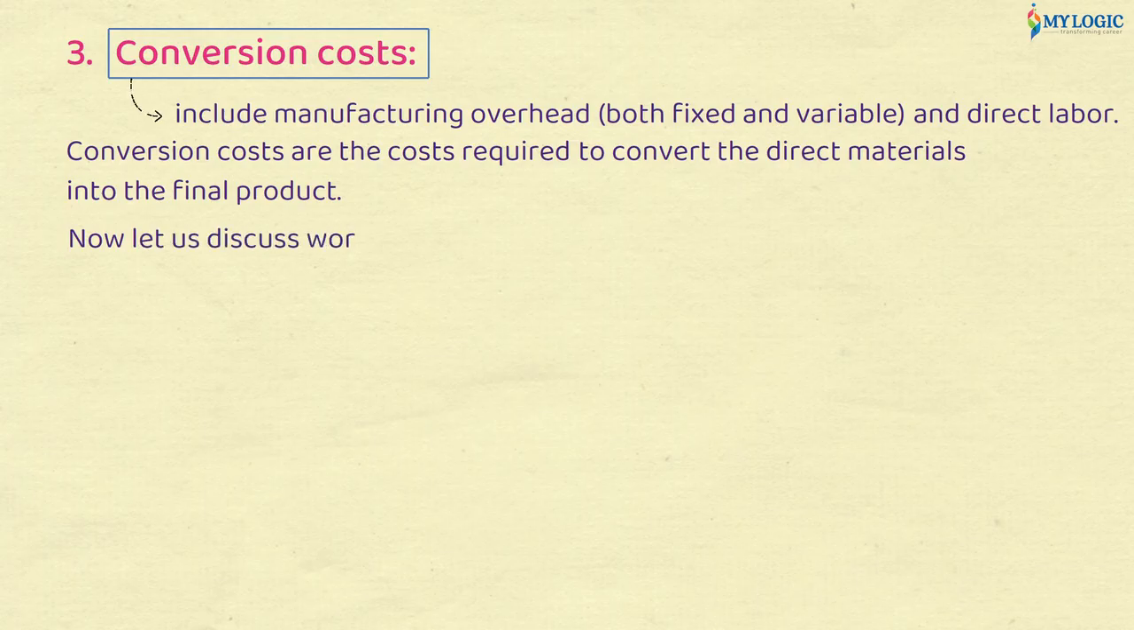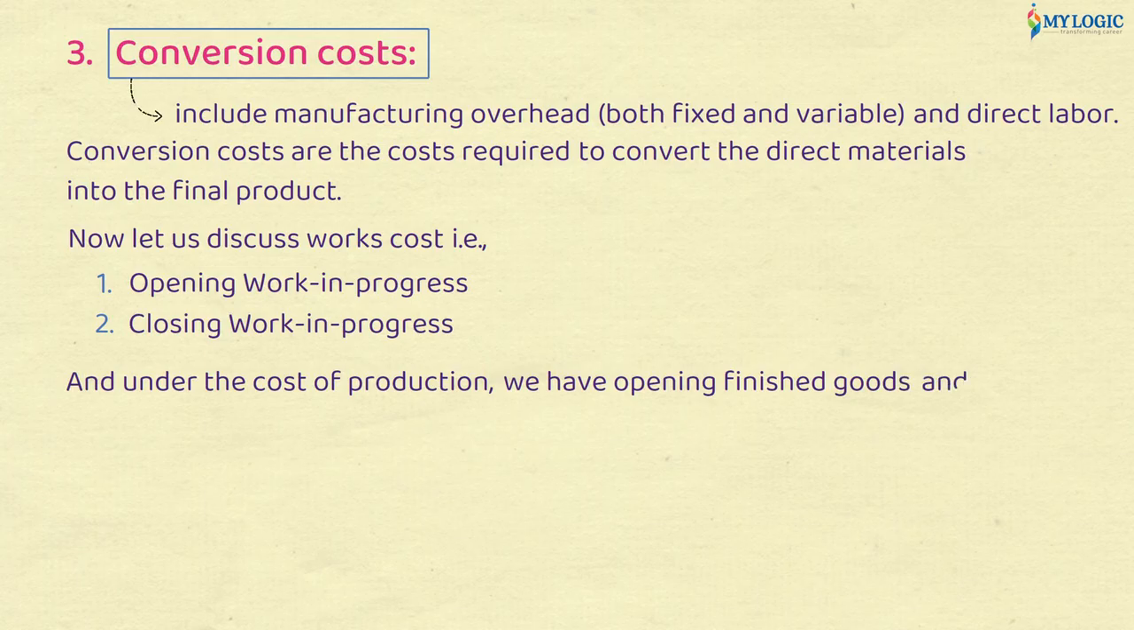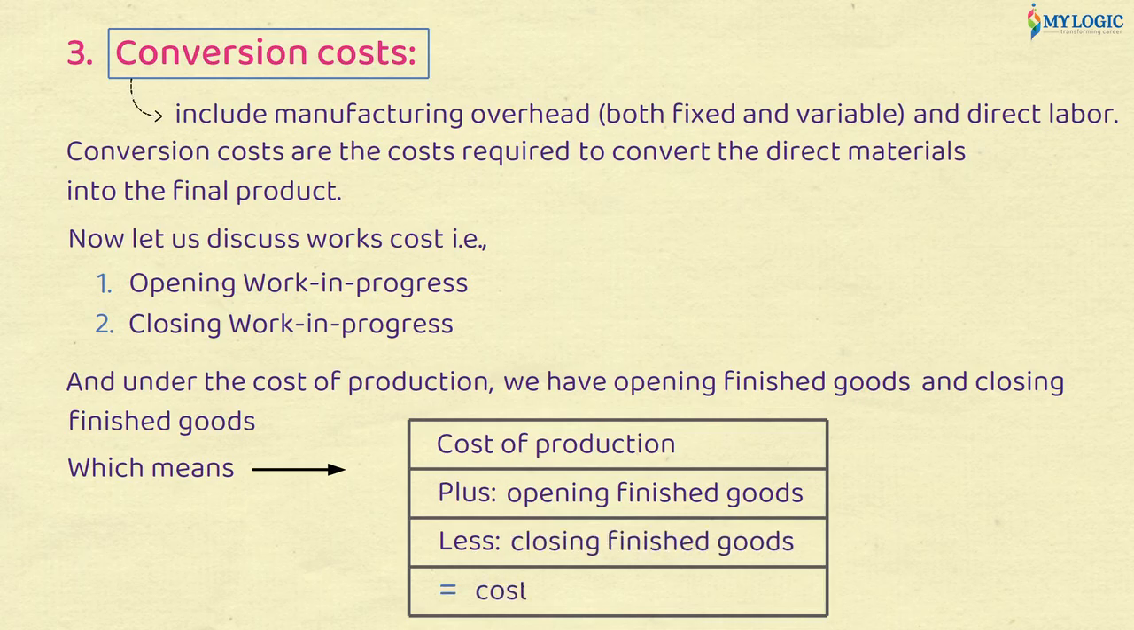Now let us discuss works cost, that is: number 1, opening work in progress; number 2, closing work in progress. And under the cost of production, we have opening finished goods and closing finished goods. Which means cost of production plus opening finished goods less closing finished goods is equal to cost of goods sold, COGS.